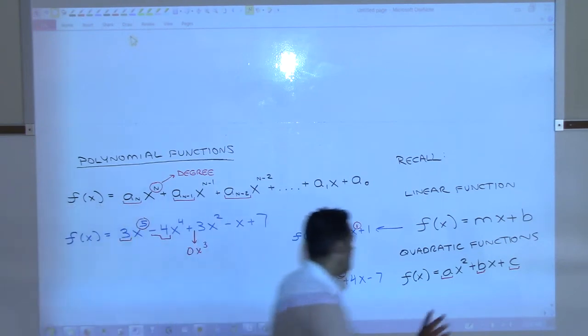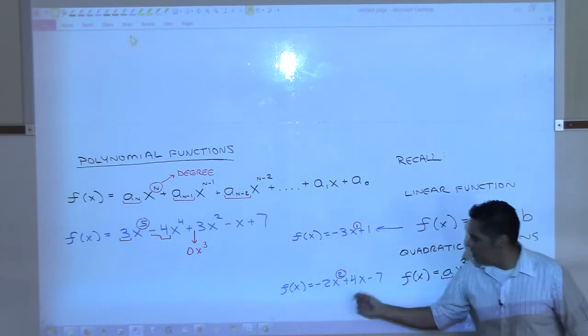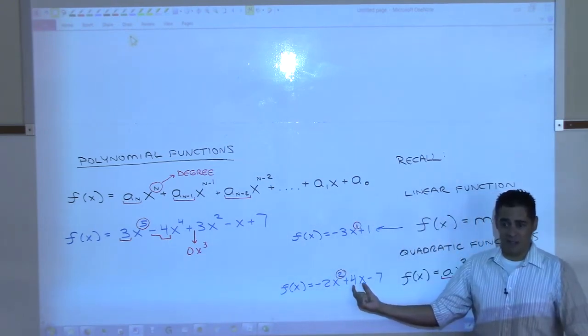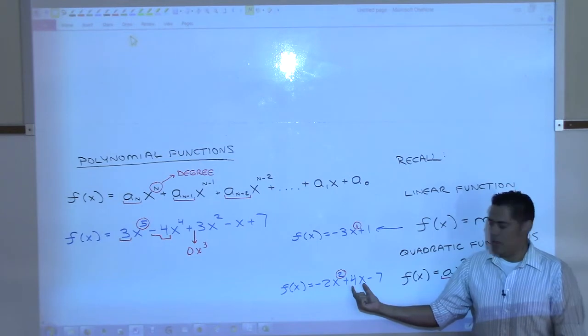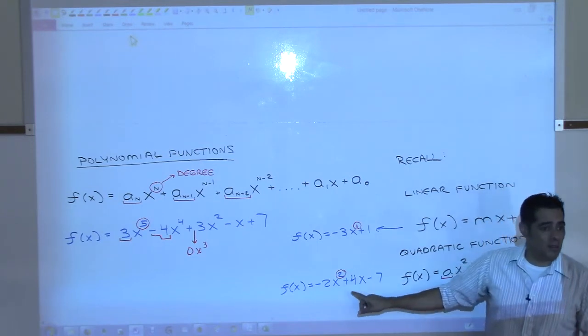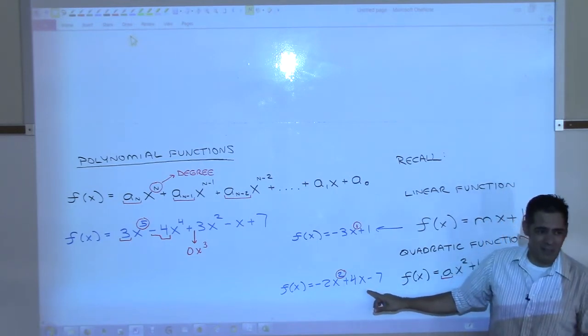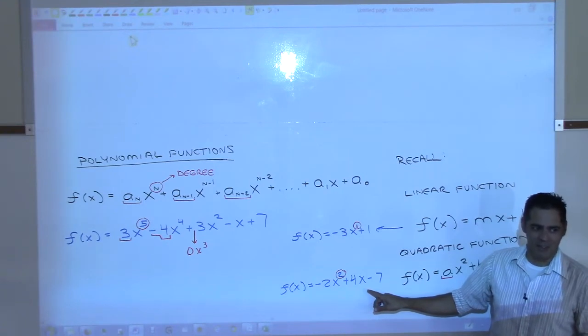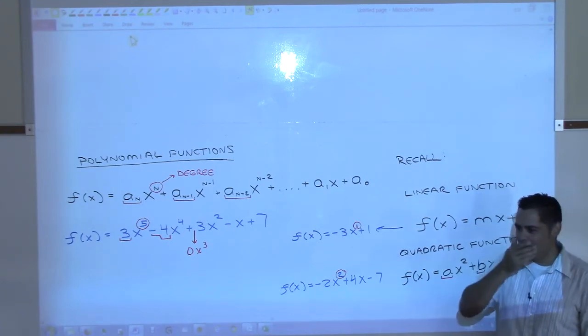Now don't freak out. We had this before. Remember when we had a quadratic and we said sometimes you could have the x's missing? Same thing here. If this x wasn't here, then we would say that's like 0x. Does that kind of make sense? You don't look happy. You don't look happy.